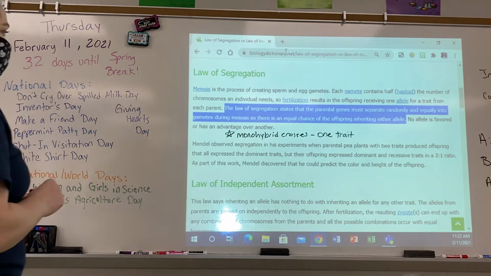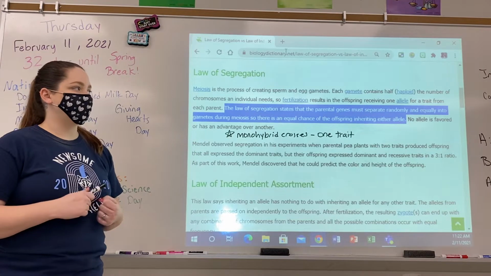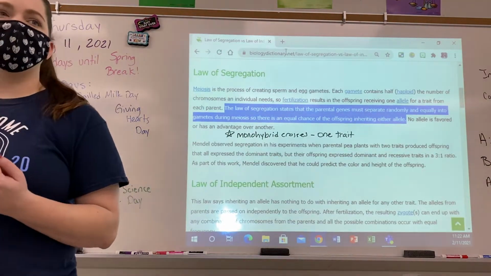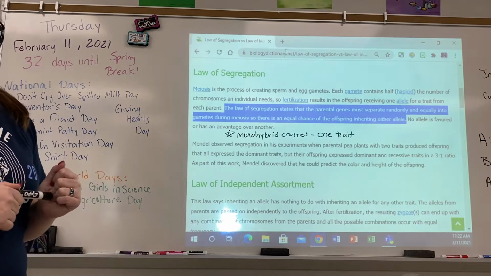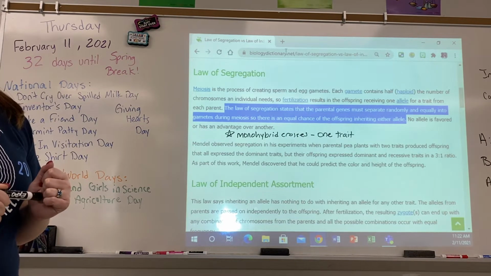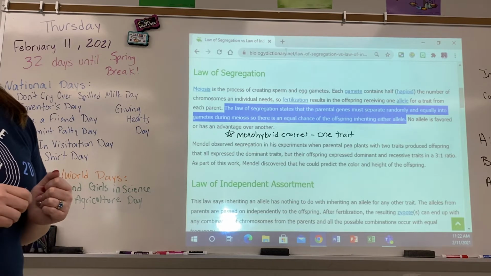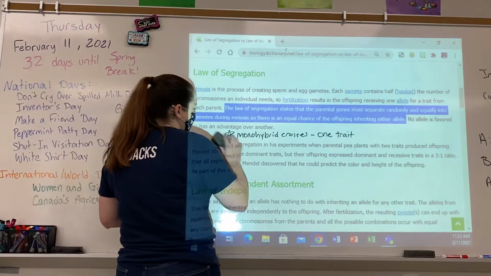So the law of segregation states that the parental genes must separate randomly and equally into gametes during meiosis, so there is an equal chance of the offspring inheriting either allele. You do not get two alleles from one parent. You get one allele from each of your two parents. So that is the law of segregation.